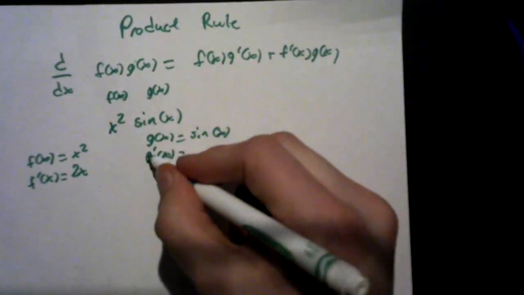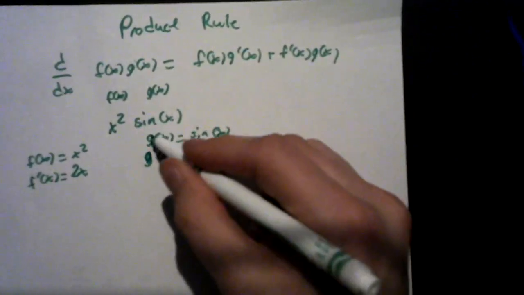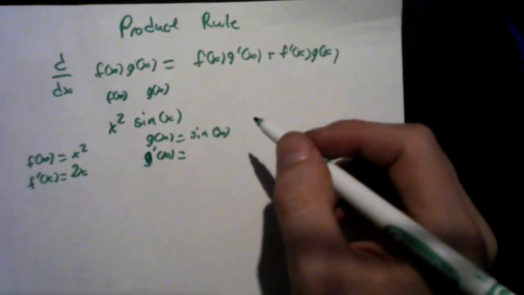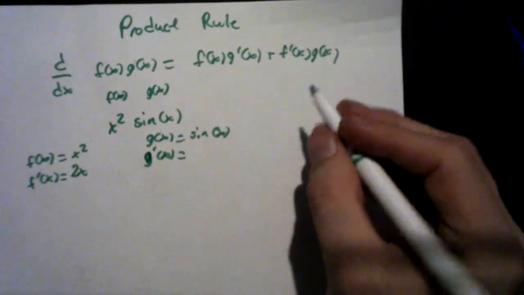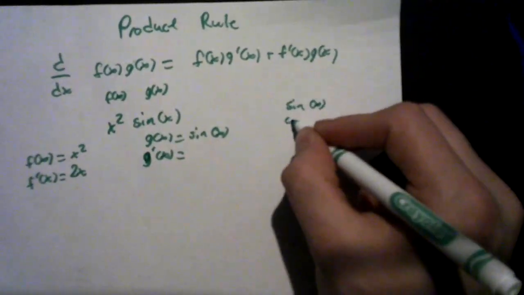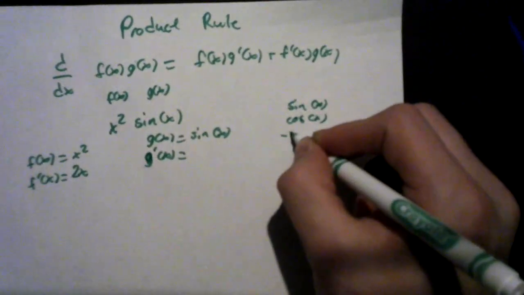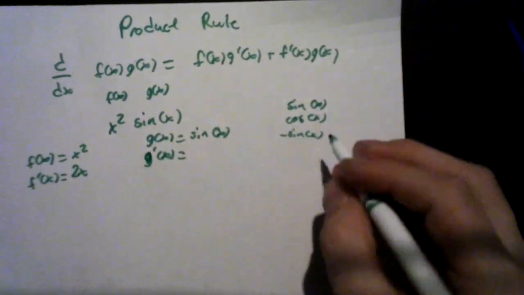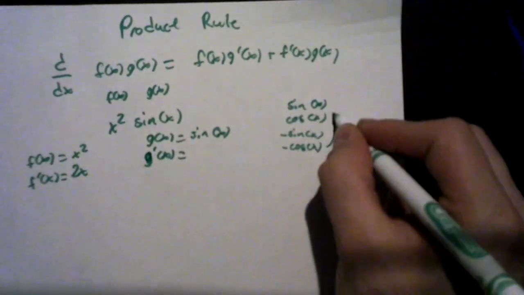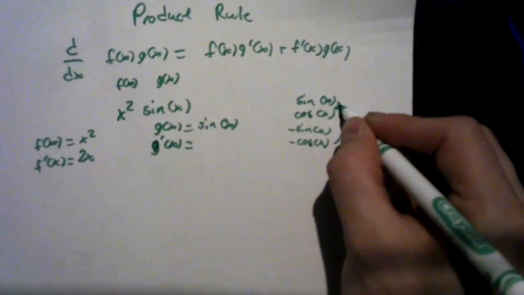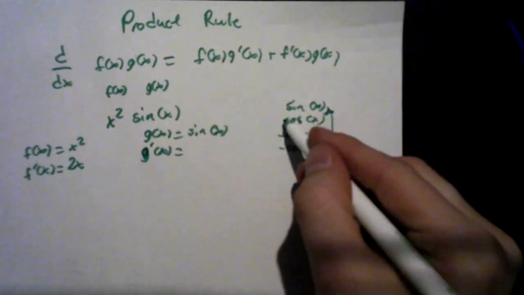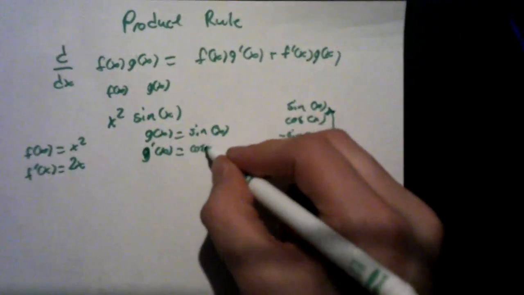If you remember, for the derivative for g of x, sine and cosine have a pattern. It goes sine, cosine, negative sine, negative cosine, then back to the top again, and it just repeats through that cycle. So based off that, the derivative of sine is cosine.